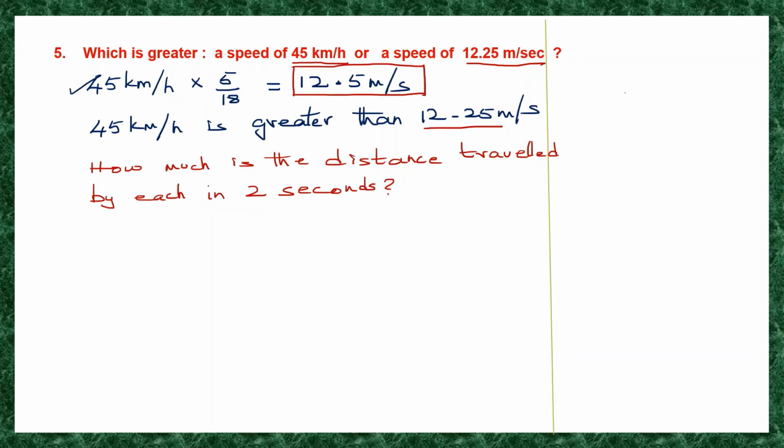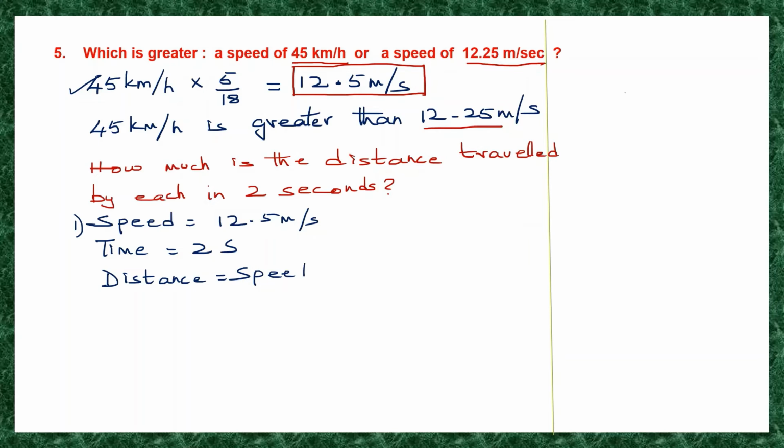So we need to write speed. This is for the first part. We need to write speed is 12.5 meters per second. Then we have time is 2 seconds. Now we have to find the distance. Distance is speed into time. And speed we know is 12.5 meters per second. And time is 2 seconds. So let's multiply these two and see.